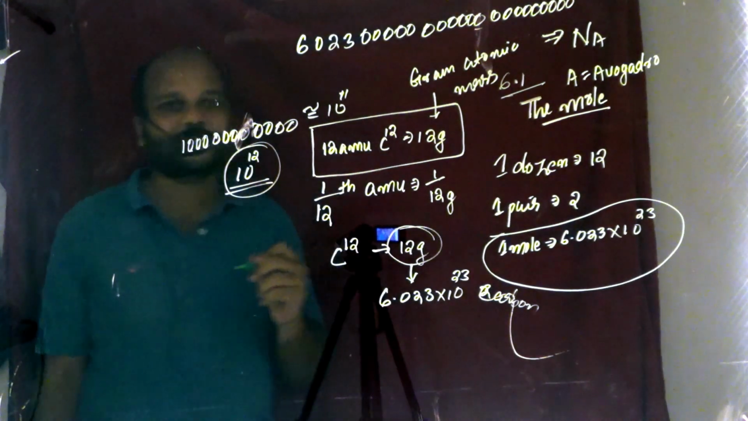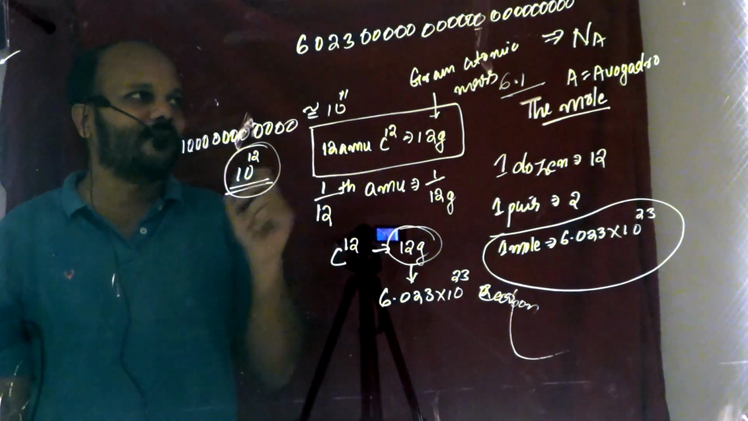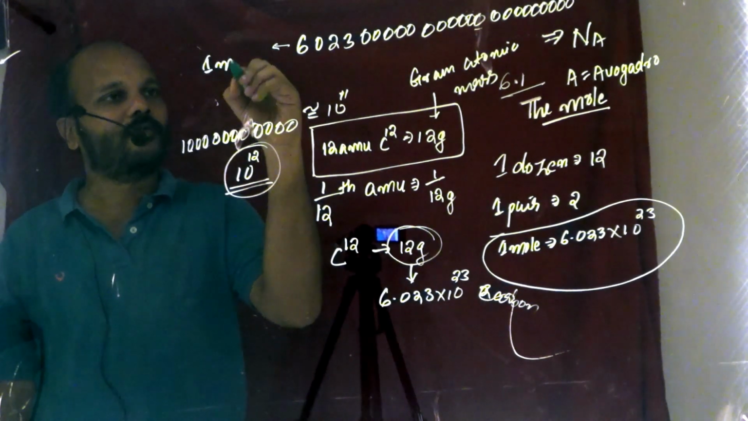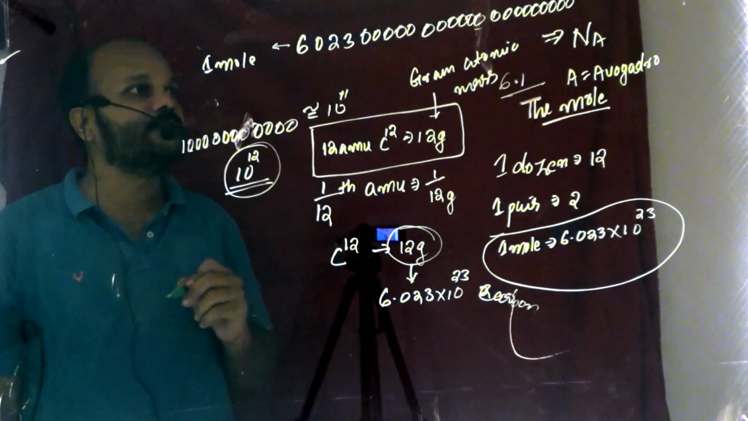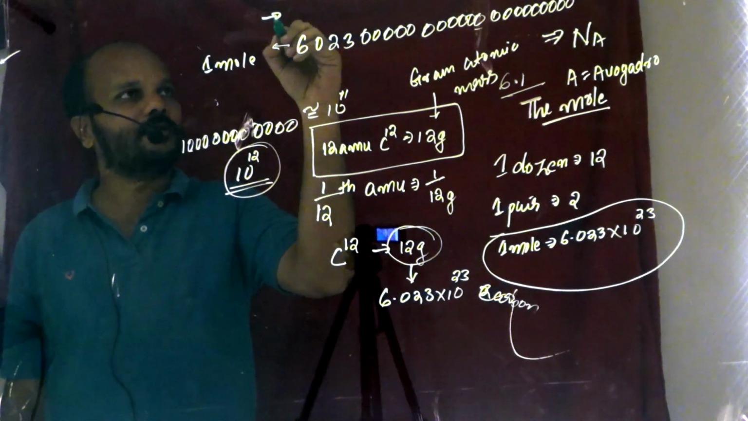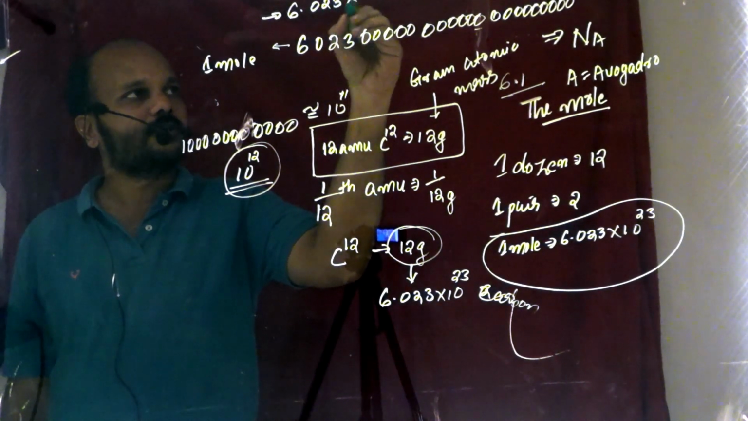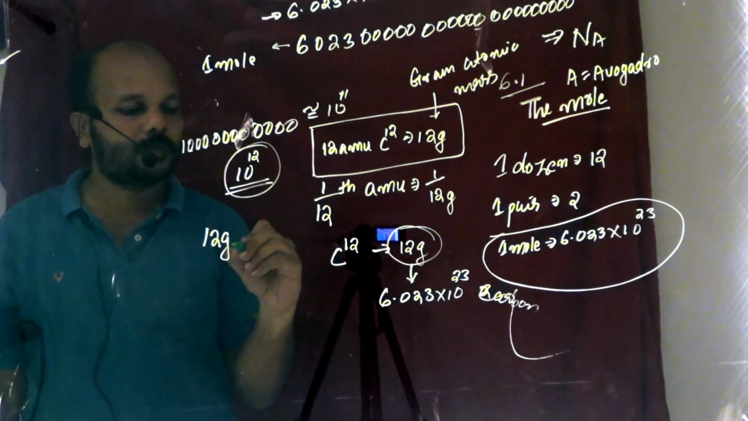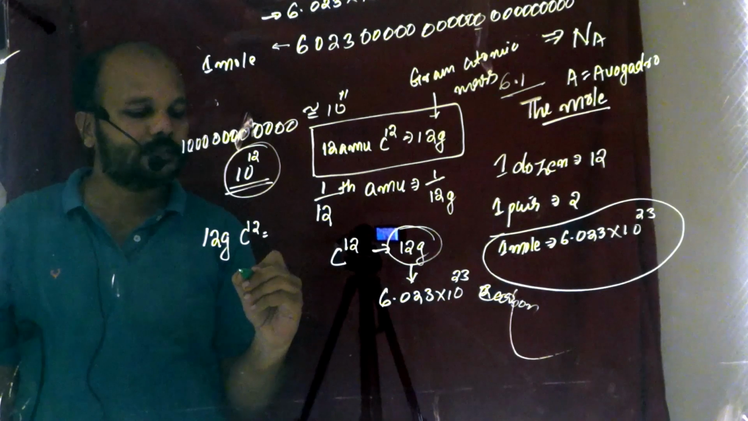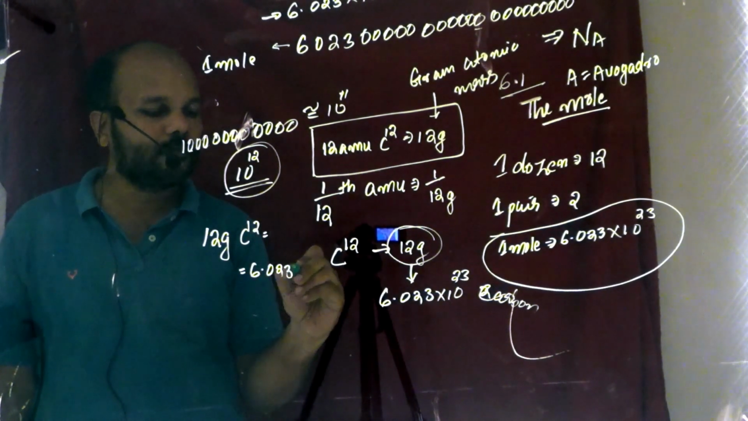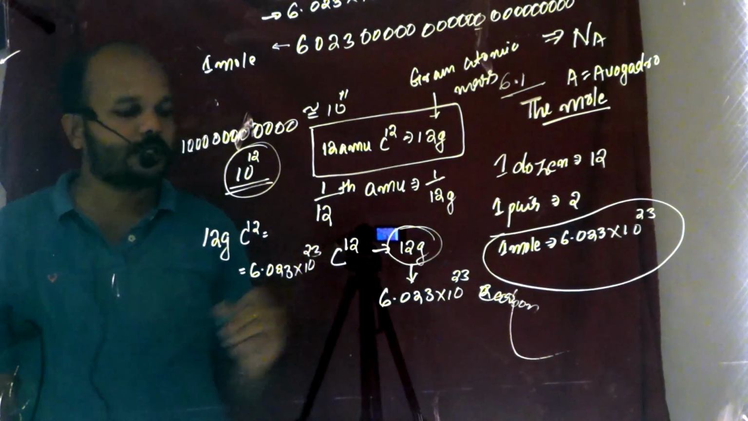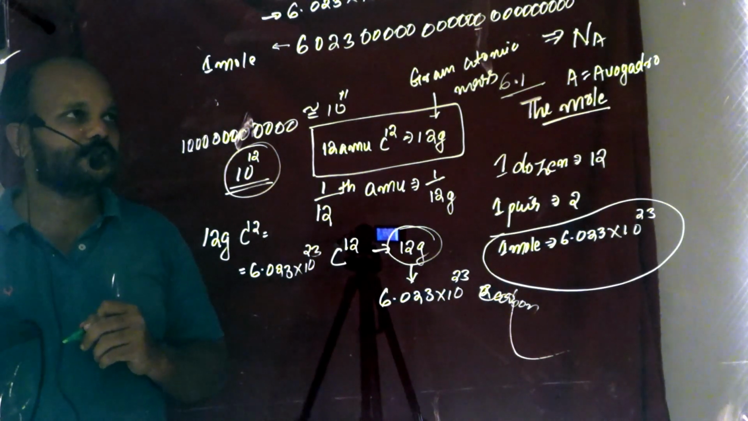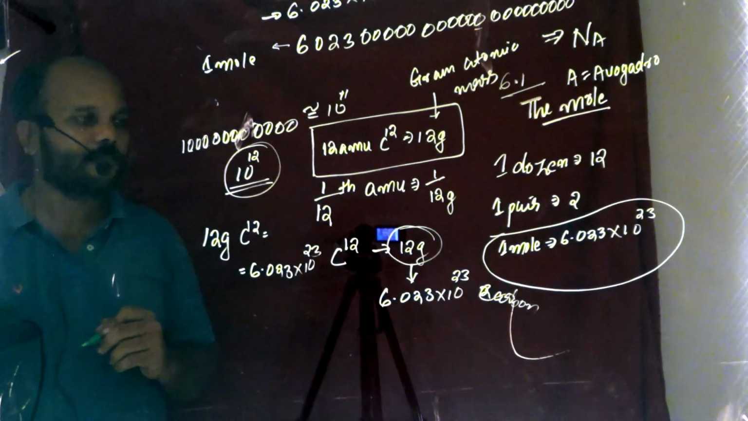A represents Avogadro. Thanks to the Italian scientist Mr. Avogadro, he found this number. What he said is that 1 mole of any particle will contain this many number of particles. We can shortly write it as 6.023 into 10 raised to 23. So 12 gram of carbon contains 6.023 into 10 raised to 23 number of particles. Okay, 6.023 into 10 raised to 23 number of particles will be present in it.